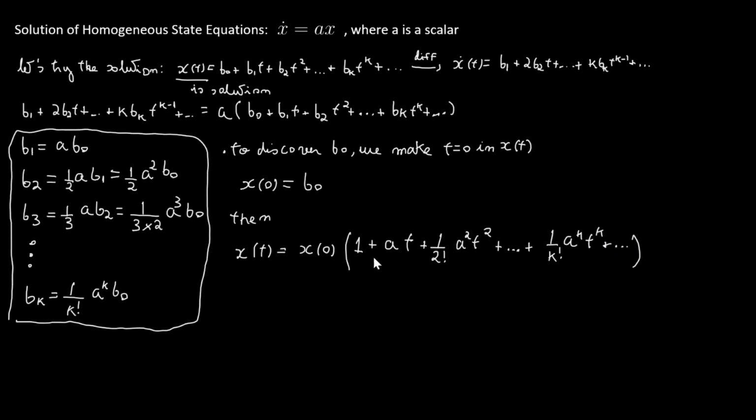But this power series is a very well-known result and is equal to the exponential of a times t. As a result, the solution of x dot equal ax is given by x of t is equal to the exponential of a times t, x0.